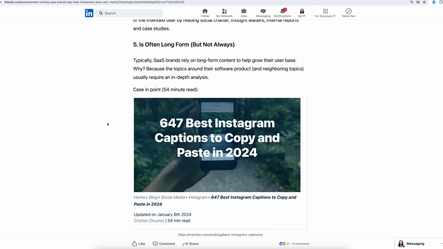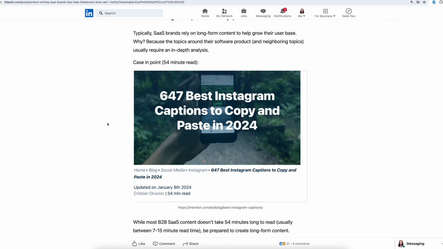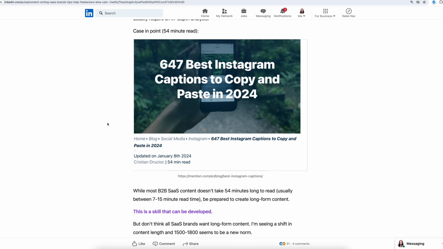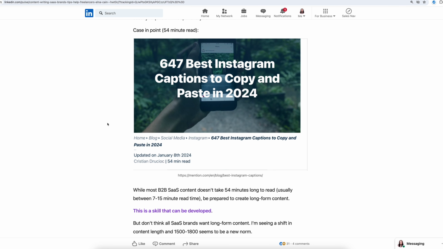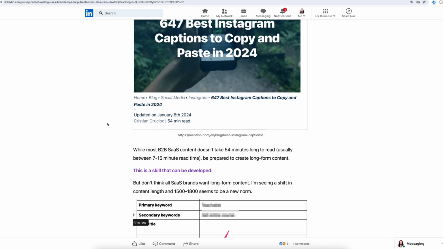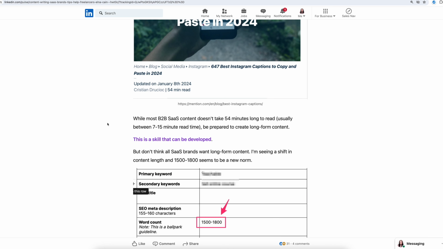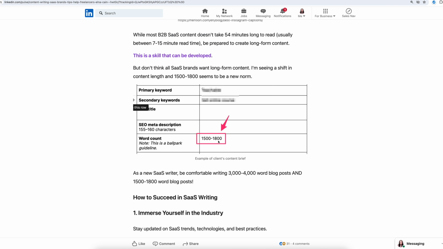So here's a big example of 647 best Instagram captions. It is a 54-minute read. I have never written anything that long. I think the most I've written was probably 15 to 18 minutes of content. But some SaaS clients are ahead of the curve and they don't always need long form content. So they'll give me a content brief that's around the 1800 word mark or 2000 word mark.